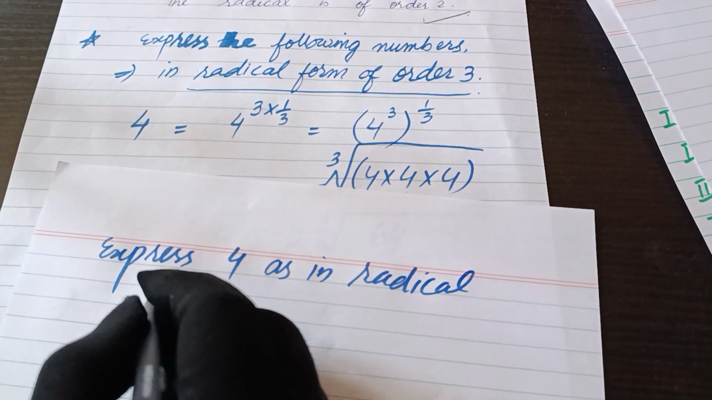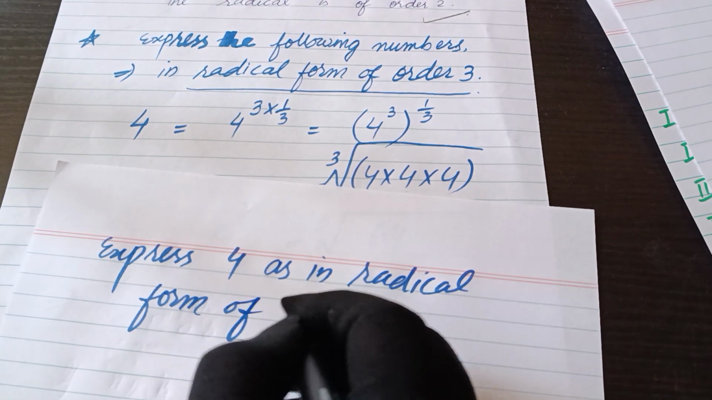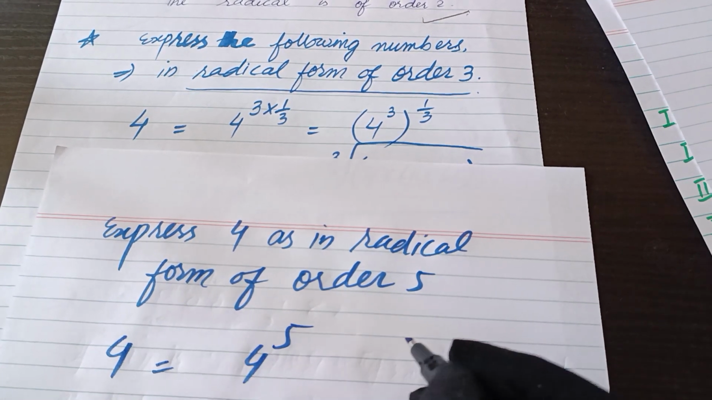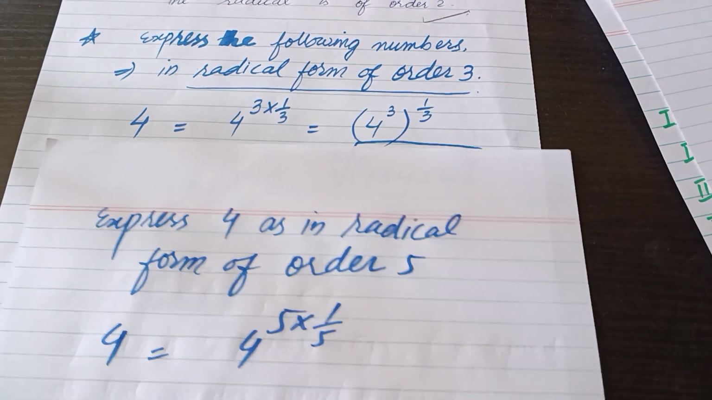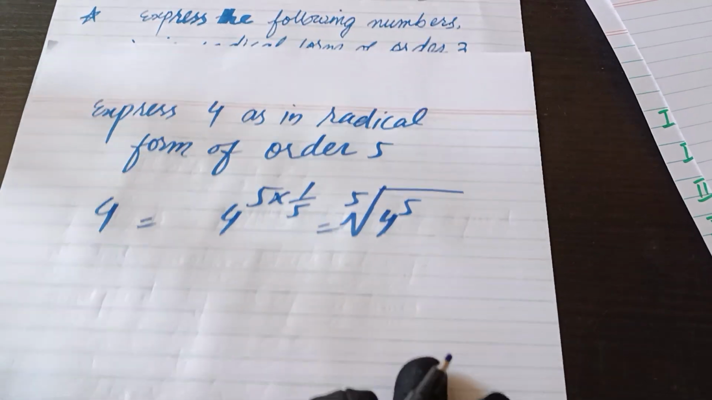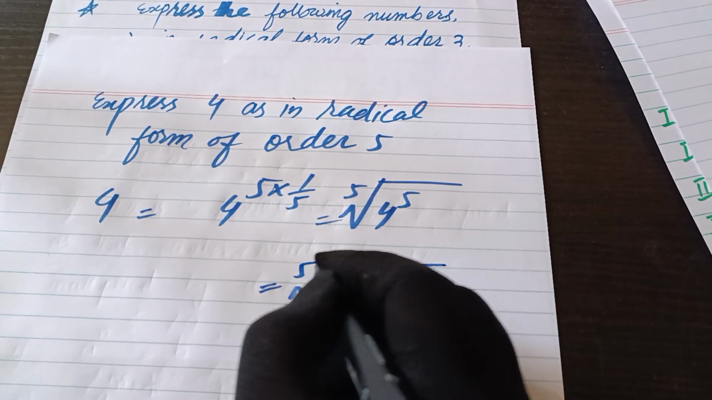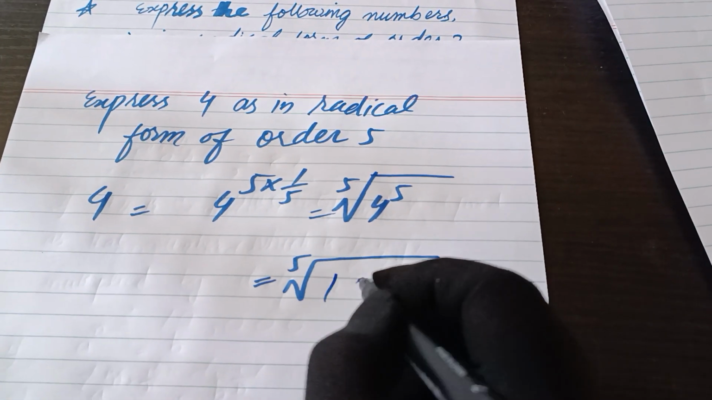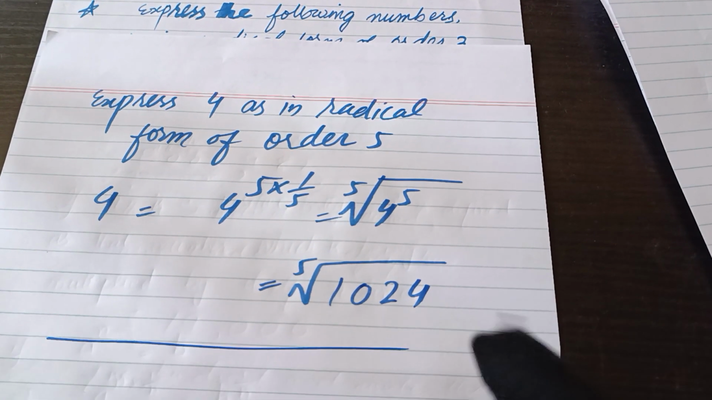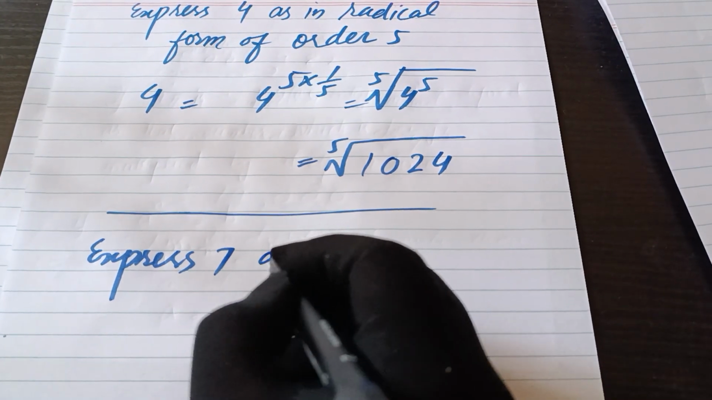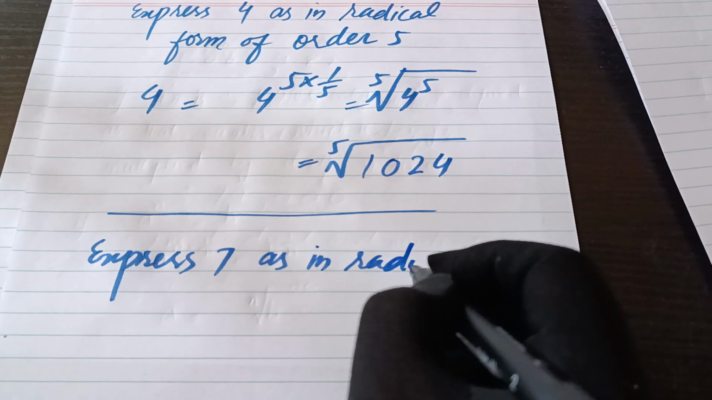As a radical form of order 5, write down 4 with its exponent 5 and the fifth root, so the fifth root of 4 to the power 5. This means 4 multiplied by itself five times, which is 1024.